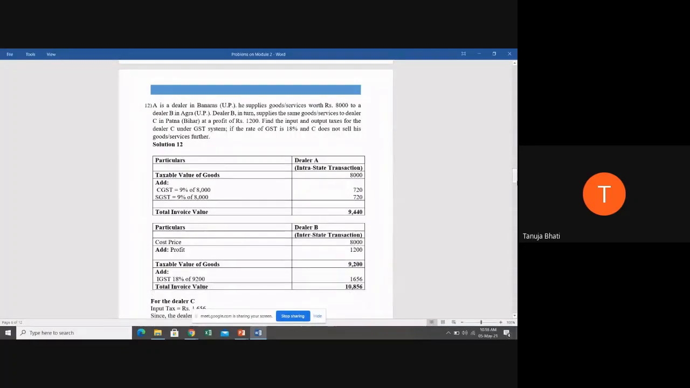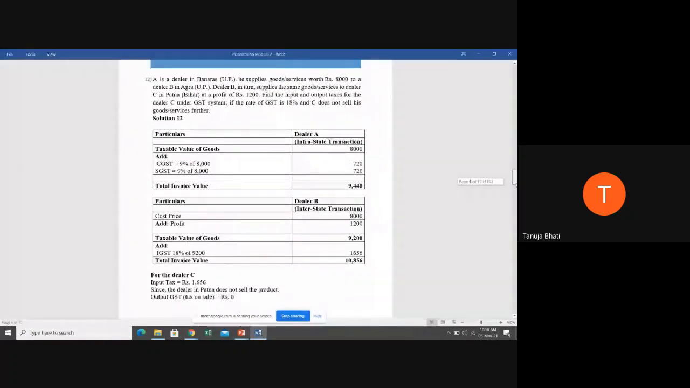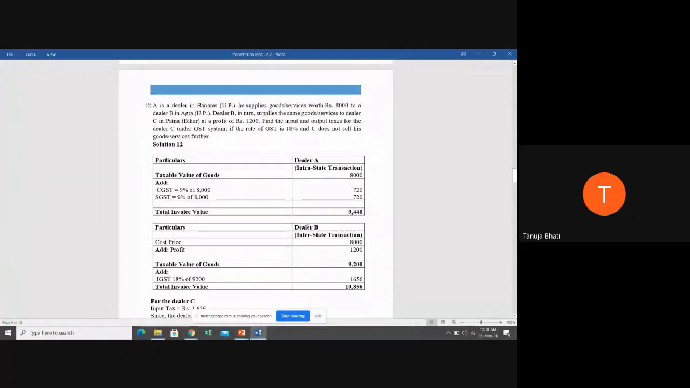Now students, this is just so that you'll get clarity. In case of dealer B, can you all tell me what is the output tax? Output tax is what it is collecting on its sale. So output tax for dealer B will be 1,656. And what is the input tax for dealer B? The input tax will be the tax that it has paid on its purchases. So it has paid how much? 720 plus 720. That is 1,440 rupees paid by dealer B for its purchases. So remember students, output tax for dealer B is 1,656 and input tax for dealer B is 1,440. That is 720 plus 720.